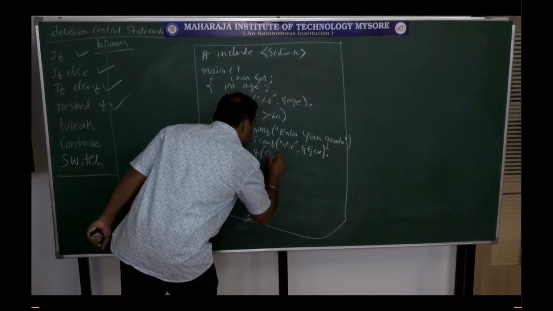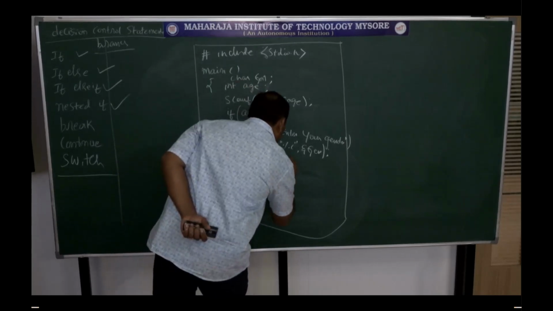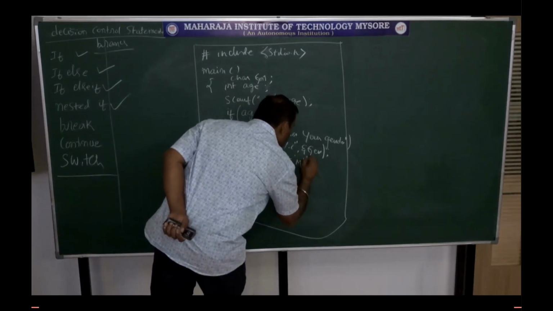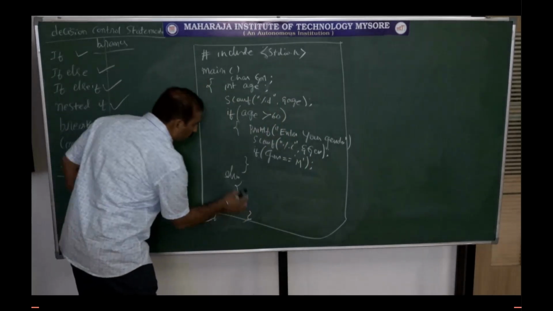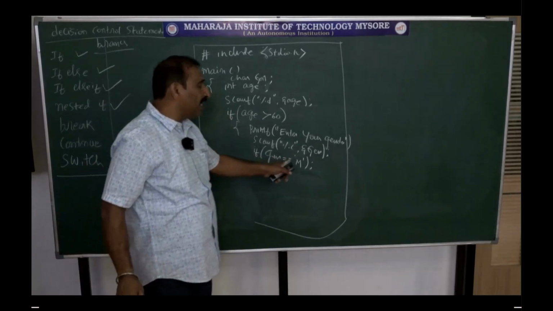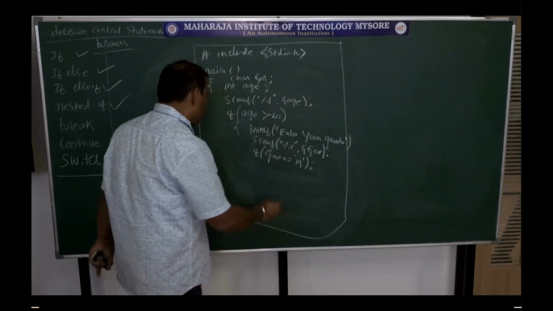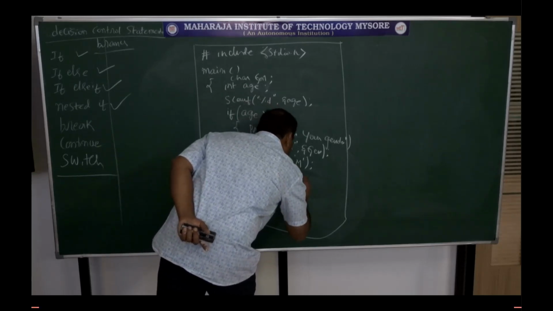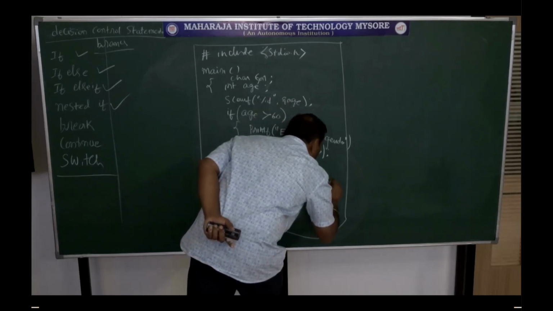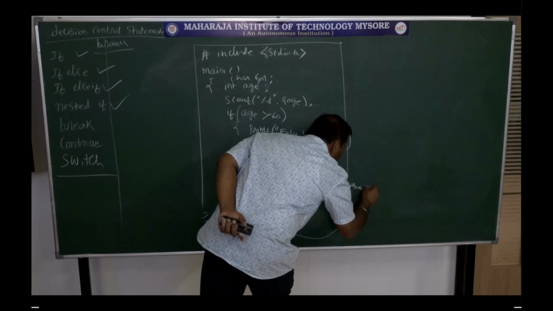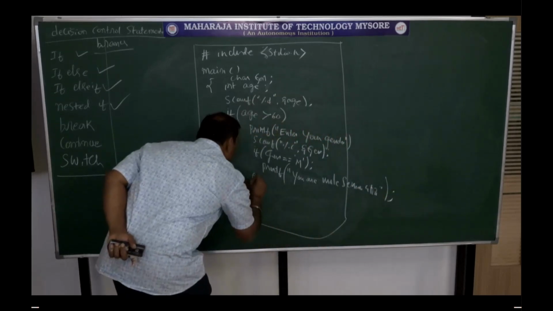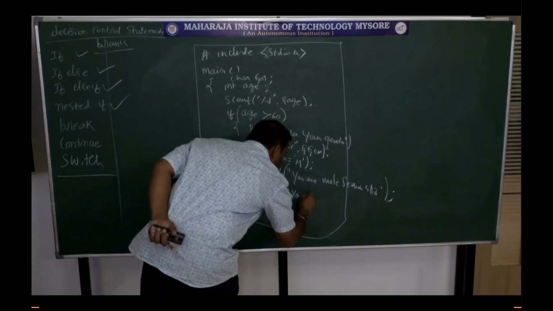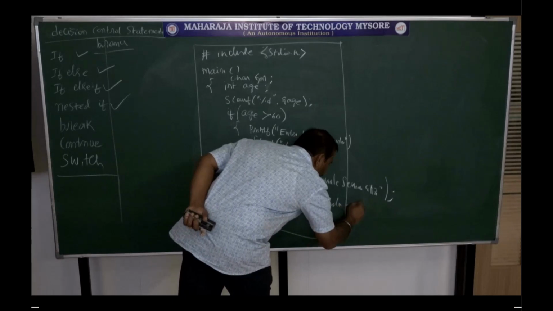If GEN equals, if gender equals to M, then you are printing printf you are male senior citizen. Else, printf you are female senior citizen.